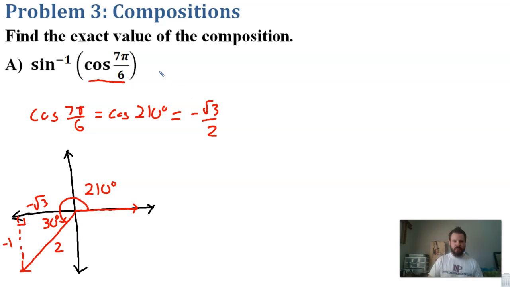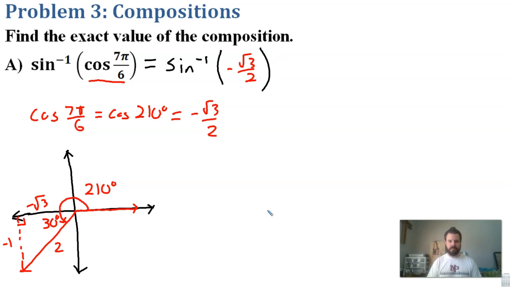Okay, which means when I say sine inverse of cosine of 7 pi over 6, that's the same thing as the sine inverse of this negative root 3 over 2 we just found. So I'm replacing the cosine of 7 pi over 6 with what I evaluated it as, this negative root 3 over 2. Okay, so that's part 1, and then step 2, we'll just do this sine inverse the same way we did a minute ago.